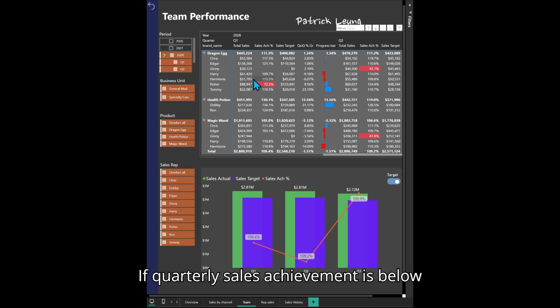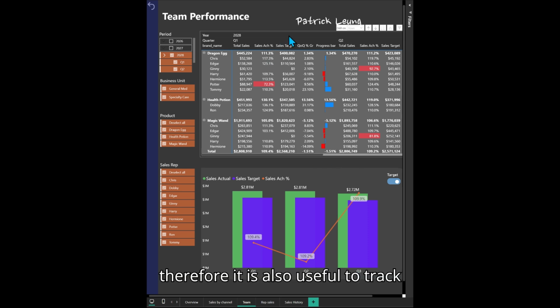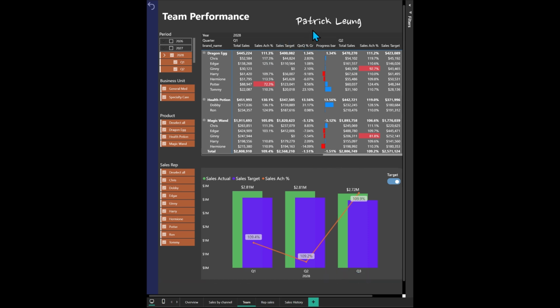If quarterly sales achievement is below 100%, it is automatically highlighted in red to catch your attention. Sales achievement percentages can sometimes be misleading, as they may be influenced by unrealistic sales targets or abnormal surges in previous quarter sales. Therefore, it is also useful to track quarter-over-quarter growth percent.